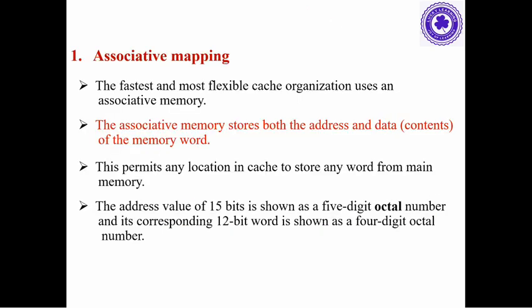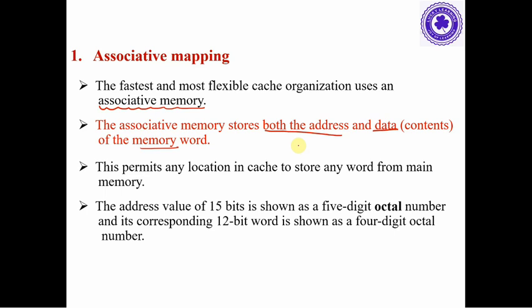First, we'll discuss associative mapping. The fastest and most flexible cache organization uses associative memory. And we know that associative memory is also called content addressable memory, so it searches based on the content. And the associative memory stores both the address as well as the data of the memory words.